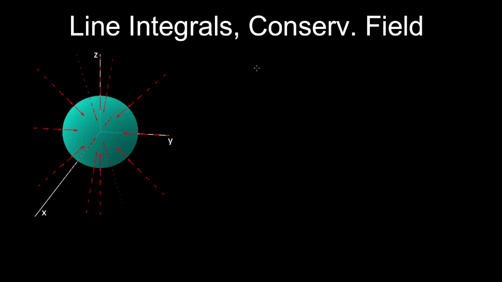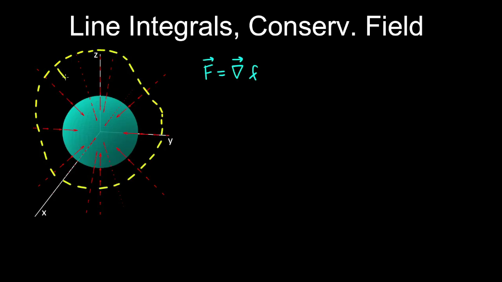Suppose we have a differentiable real-valued function, and this function has a continuous gradient vector. So we have F being the gradient of our scalar function f. And these are defined on a domain, an open region in space, which we'll denote V, and this region contains a curve that joins 2 points P and Q.